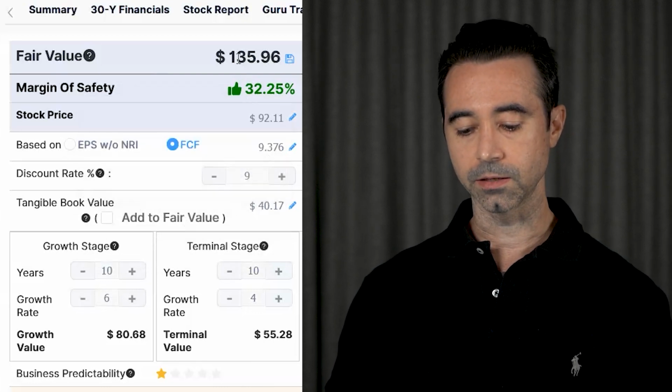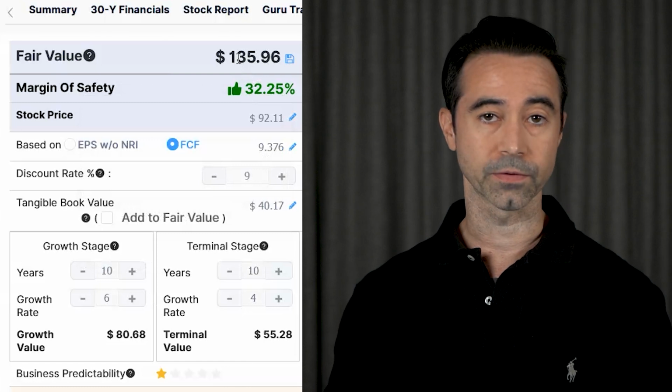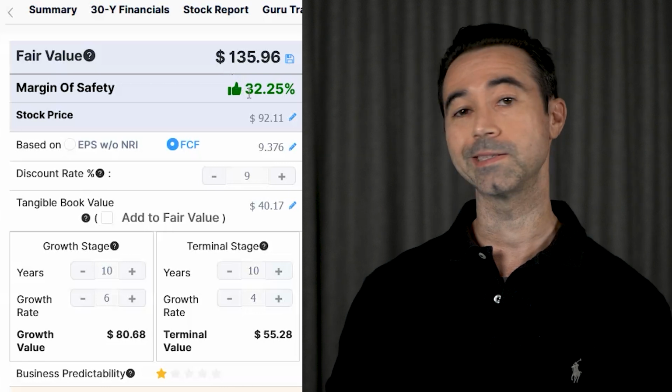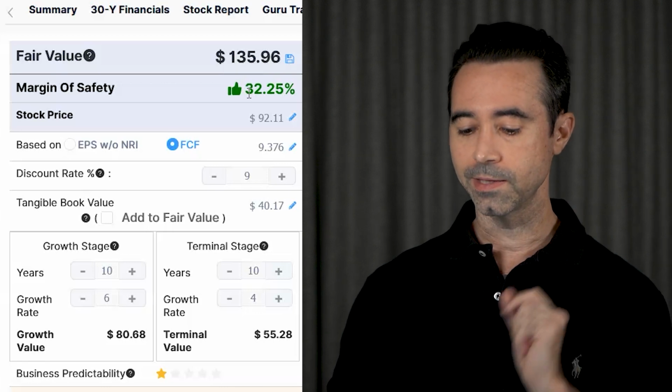This still gives me a $135 price target for the company, so that gives me a 32% margin of safety, and I like to see a 25% margin of safety. This is a good thing.